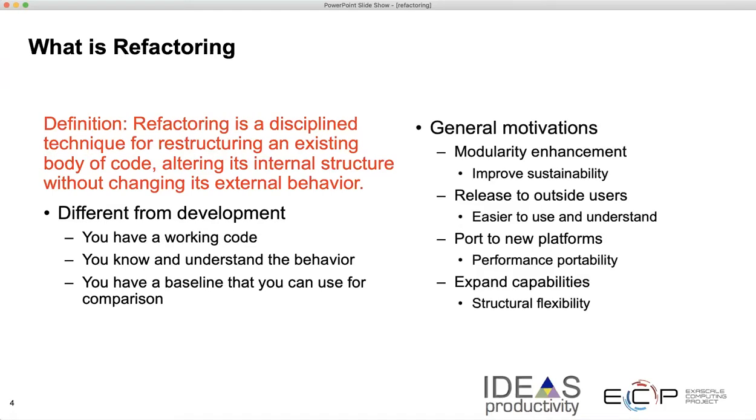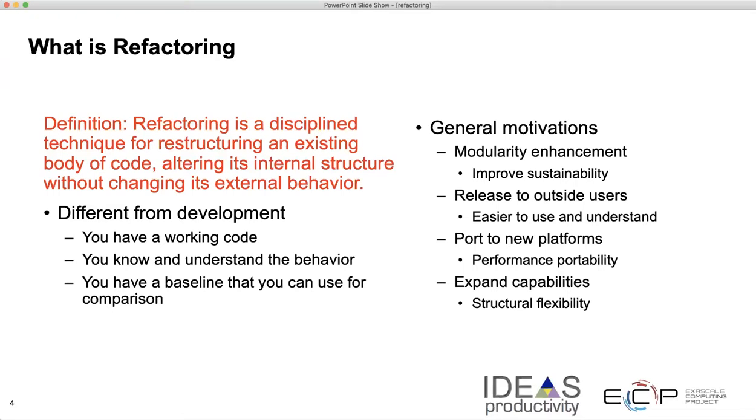So there can be many reasons why you may want to undertake refactoring. One of the most common ones in scientific software is that you start out with a spaghetti code and you want to turn it into a much more manageable modular code so that its sustainability is improved.